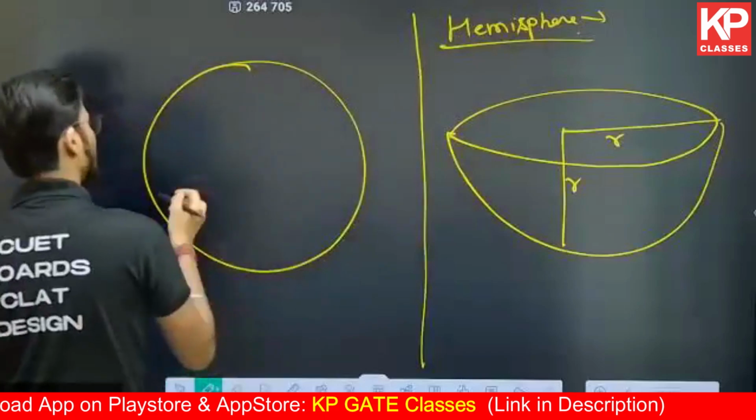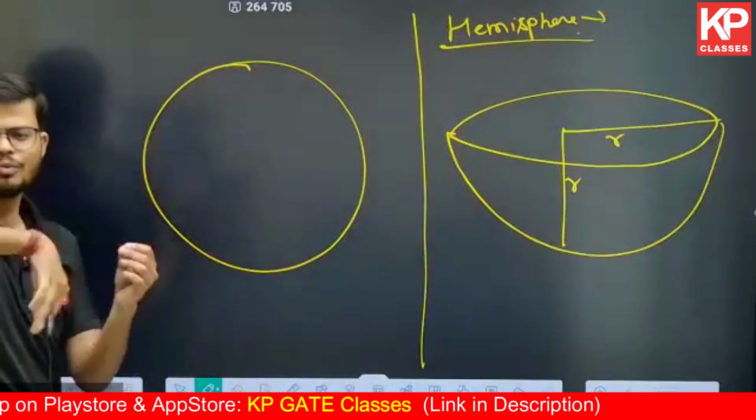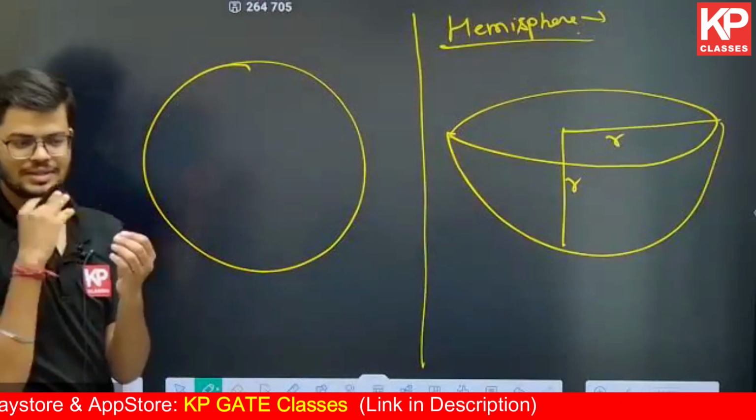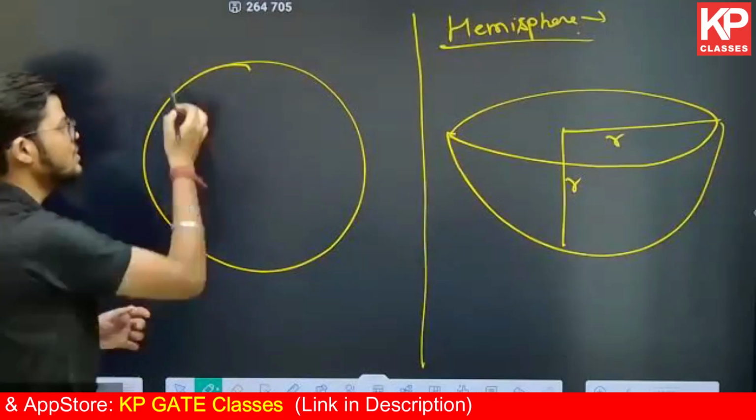And here we are going to talk about this: a sphere. A sphere means it is like a football. This is not a circle, right? This is like a football. We are talking about a sphere.